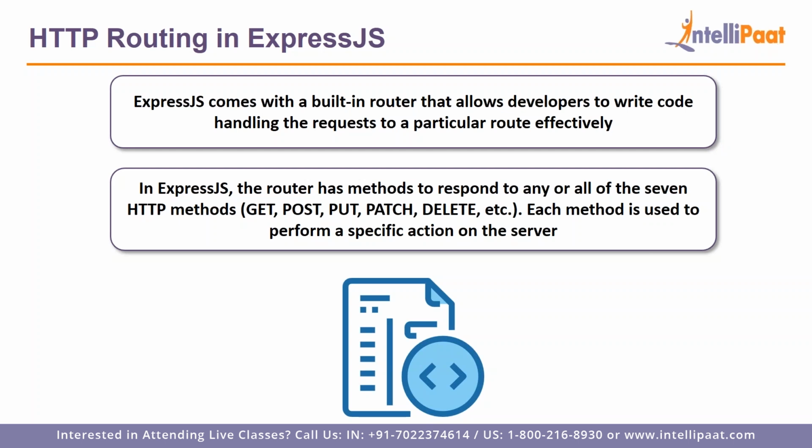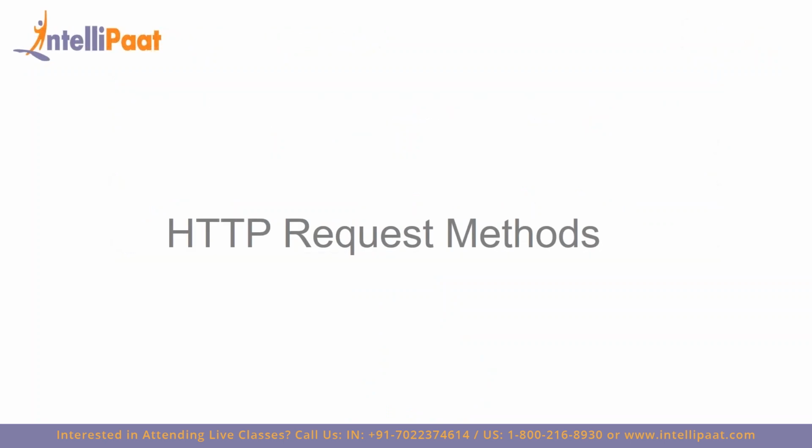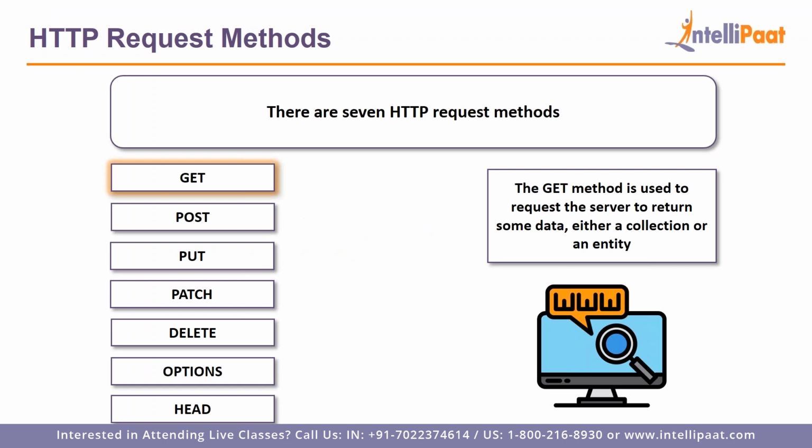Now, in Express.js, the router has methods to respond to any or all of the 7 HTTP methods. So there are many HTTP methods, and Express.js has a router that responds to all of them. Each method is used to perform a specific action on the server. For instance, some of them are get, put, post, patch, delete, and there are a few others as well. And all of them are used to perform a specific kind of task on the server based on the data that they send with that request. So let's take a look at these request methods and what they allow us to do. There are 7 HTTP request methods.